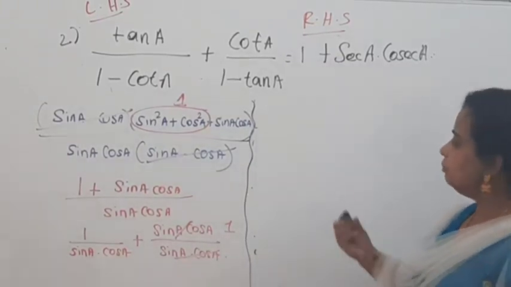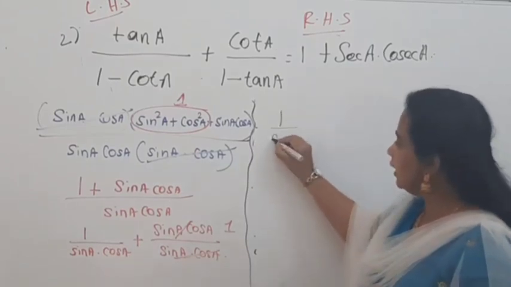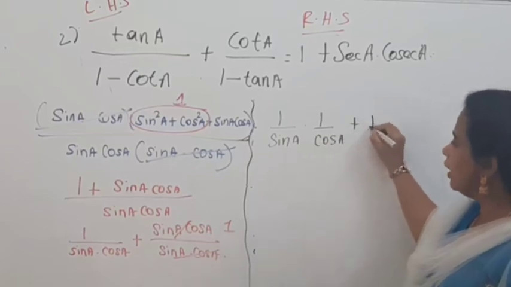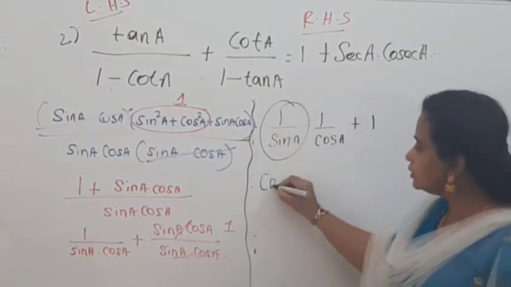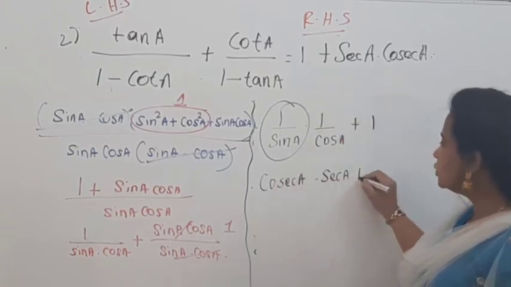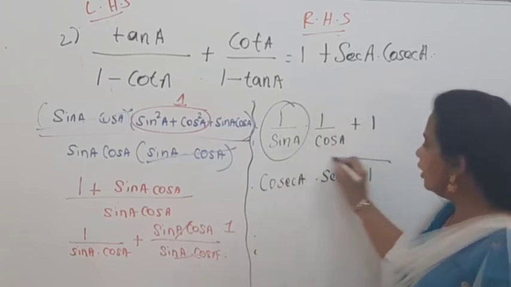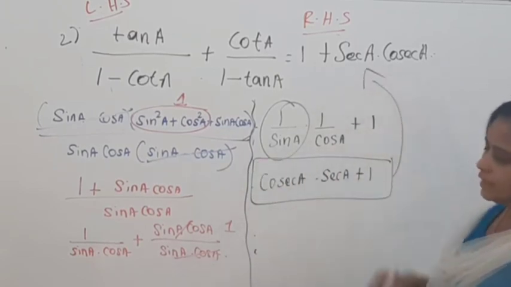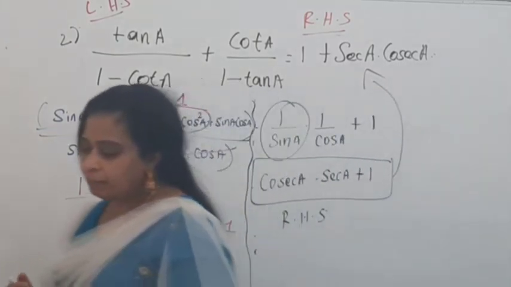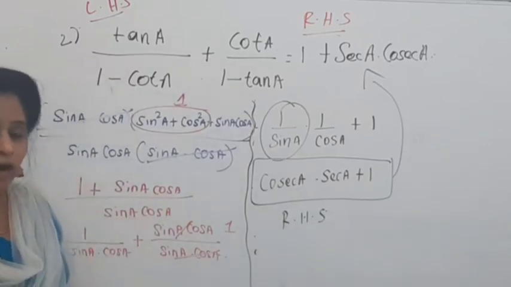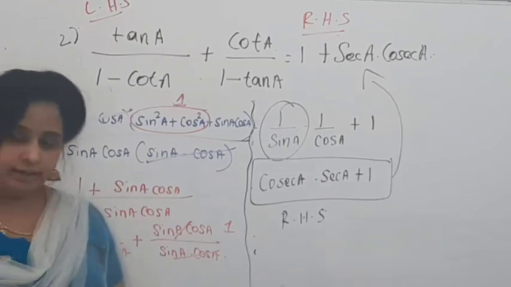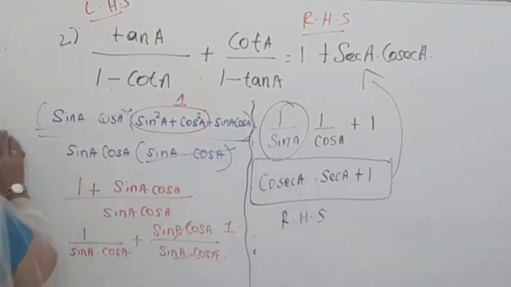So my terms will become 1 by sin A dot 1 by cos A, can I write like this? That is, plus 1. What is my 1 by sin A? It is nothing but cosec. And what's my 1 by cos A? It's nothing but sec. So you can get your right hand side 1 plus cosec A dot sec A, which is my RHS. Hope everyone get the proof, understand this proof, how to get your identities on the left hand side and the right hand side. Children, we move on to the next fourth question.